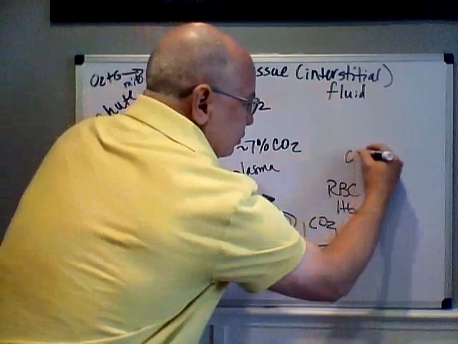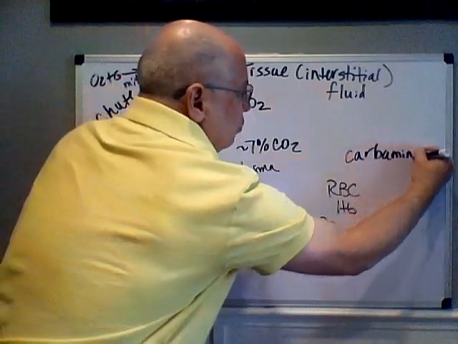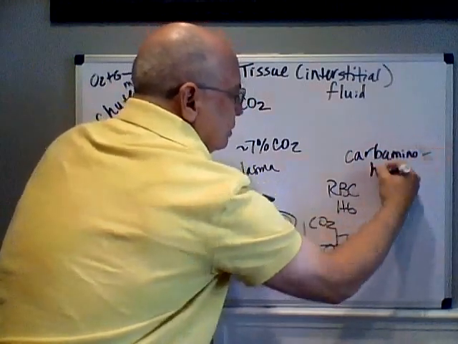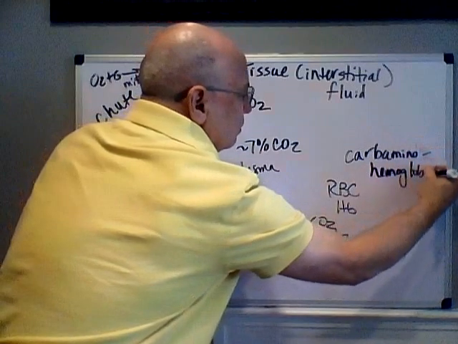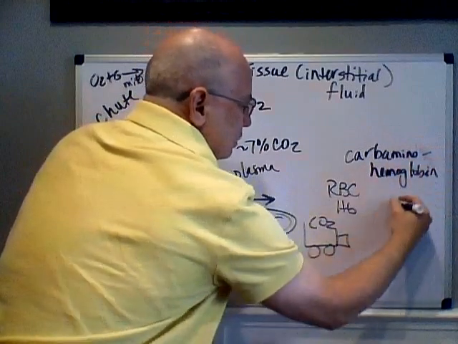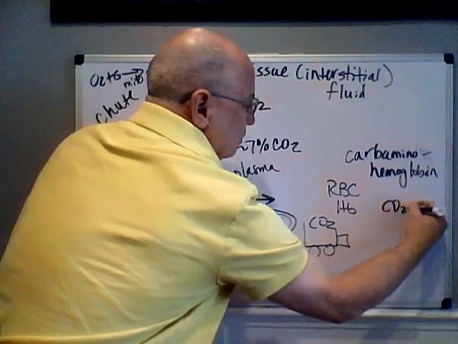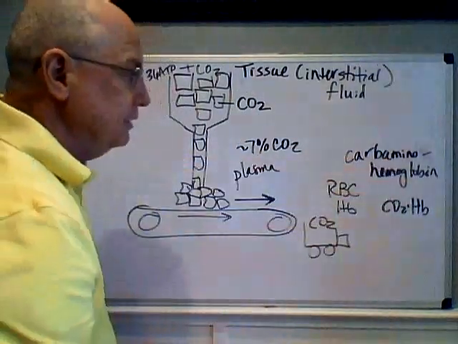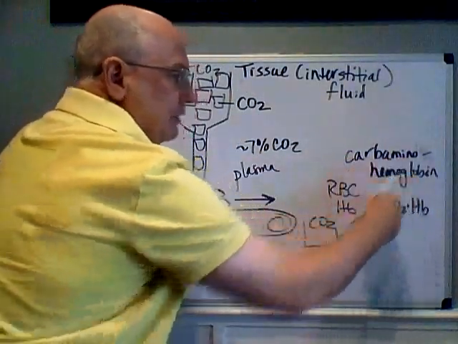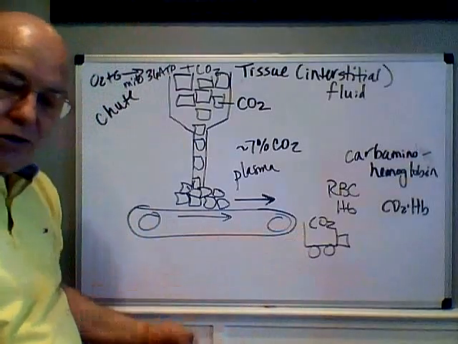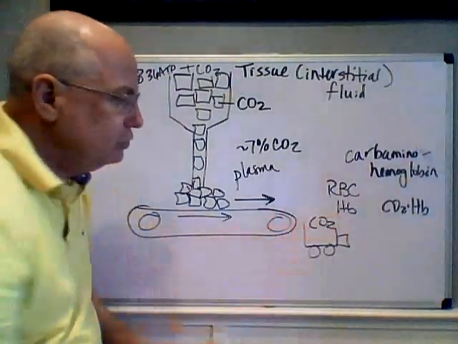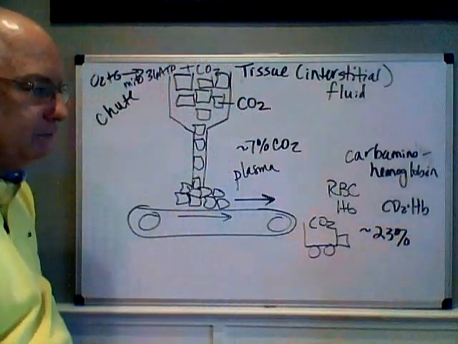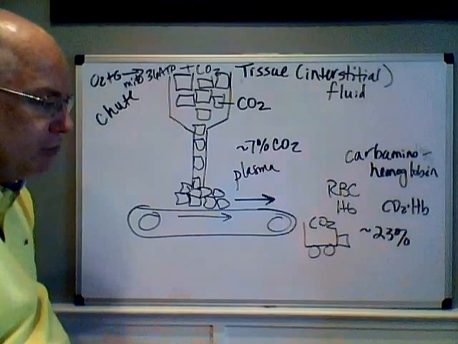And we actually call this carbamino. I'm going to draw it as 2 words because I'm running out of space. Hemoglobin. And it's HbCO2 or CO2Hb. It's called carbamino hemoglobin. Carbamino hemoglobin. And that's when carbon dioxide is bound to hemoglobin, and hemoglobin will transport it. And that's roughly about 23% of the carbon dioxide is carried bound to hemoglobin.